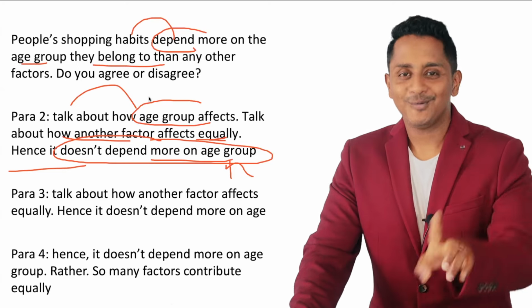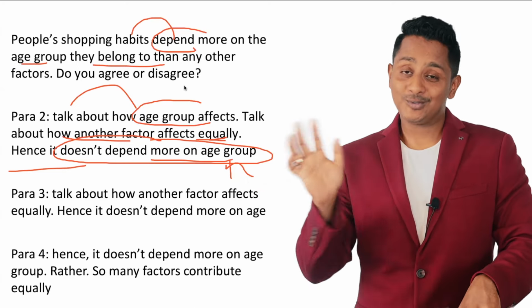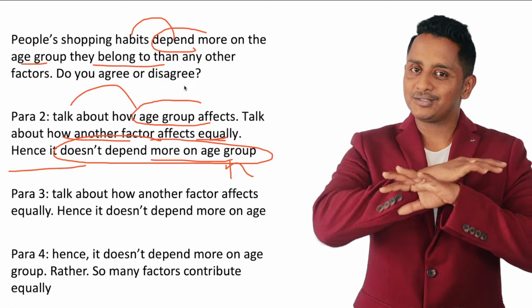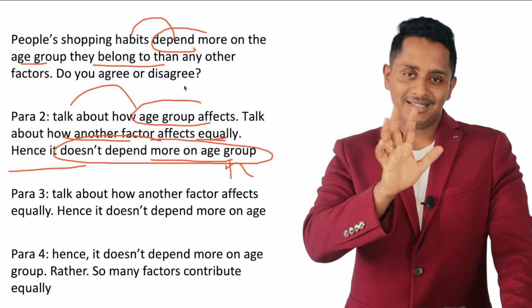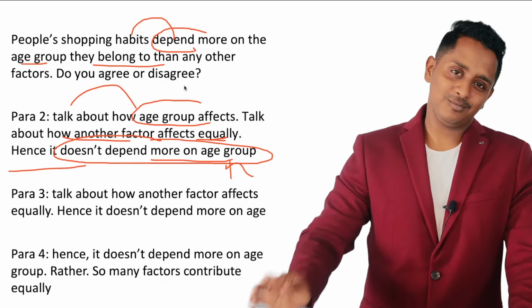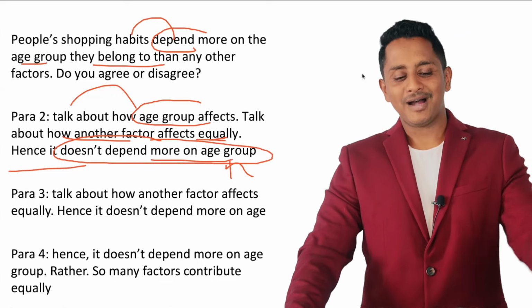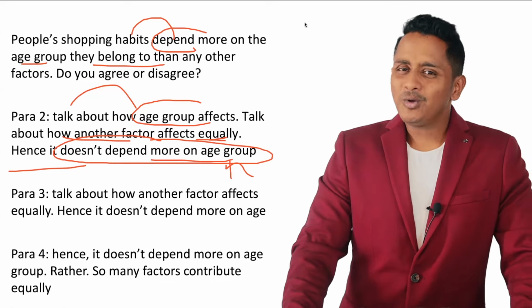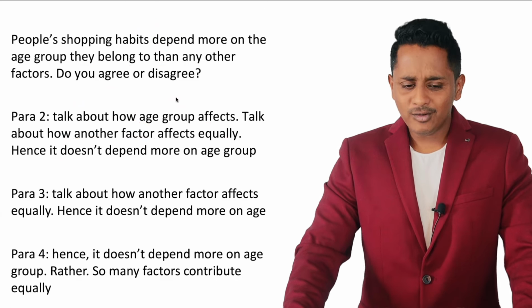Then age group also you need to talk, other factors you need to also talk. If you don't talk about age group, marks gone, 6.5, that's the minimum you can get if you forget this age group part. Para 3, you don't have to again talk about age group because you already talked about age group here.